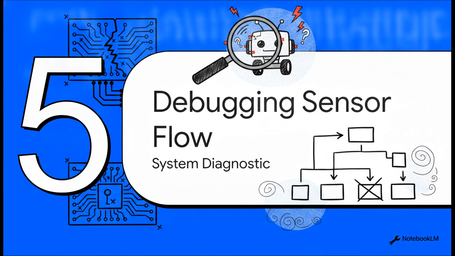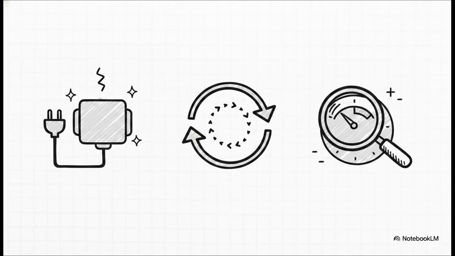Section 5, Debugging Sensor Flow. Let's pause for a crucial system diagnostic. Code fails, it happens to all of us. When it does, commit these 3 golden rules of debugging sensor flow to memory. Rule 1, is the sensor actually connected? Physically check the wires and check the port numbers in your software. A perfectly coded robot won't work if it thinks the touch sensor is in port 1 when it's really in port 4.